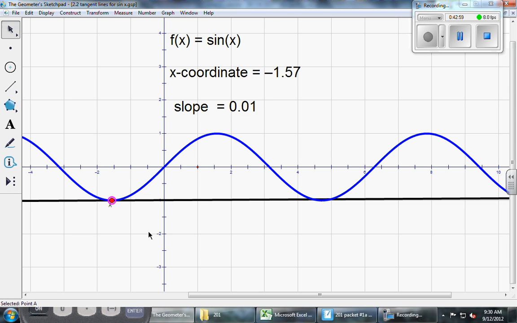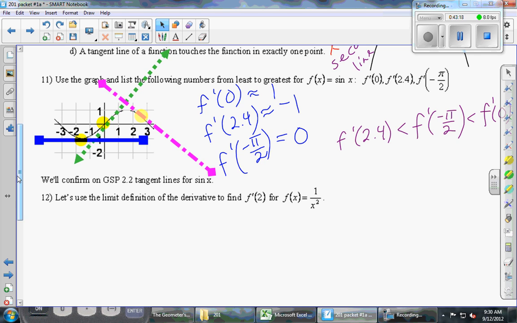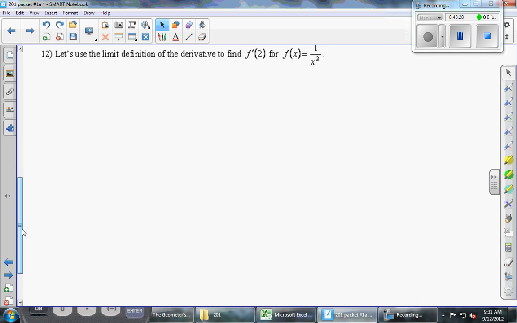But anyway, this picture I think is the key for today, that the derivative is the slope of the tangent line. And by drawing tangent lines and estimating slopes, you can estimate derivatives. Questions on any of that? Okay, let's go back to here. We'll go to number 12.